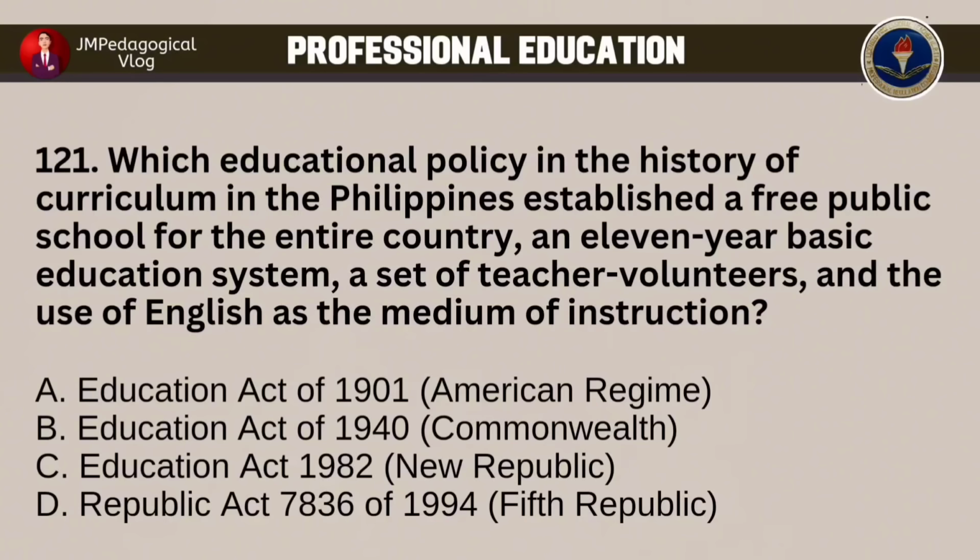121. Which educational policy in the history of curriculum in the Philippines established a free public school for the entire country, an 11-year basic education system, a set of teacher volunteers, and the use of English as the medium of instruction? A. Education Act of 1901, American Regime. B. Education Act of 1940, Commonwealth. C. Education Act 1982, New Republic. D. Republic Act 7836 of 1994, Fifth Republic. A. Education Act of 1901, American Regime.